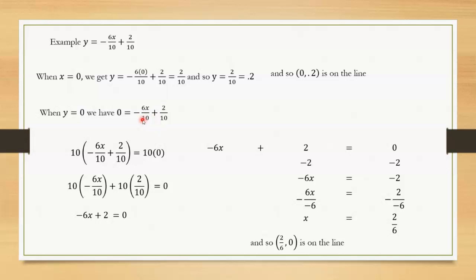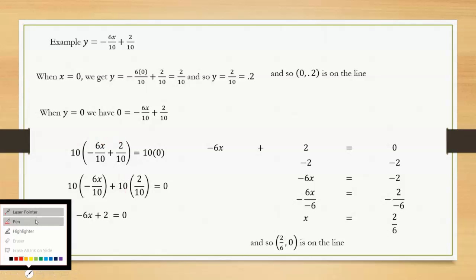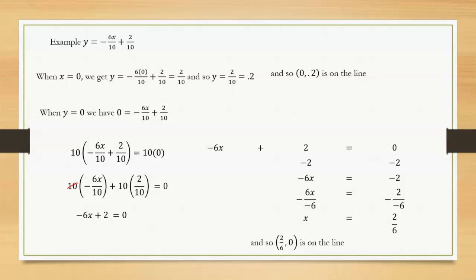So from here, what I did was I brought this to the left side. I interchanged both sides. That's all I did. I multiply both sides by 10. Doing so, what happens? I distribute as down here. Then the 10s cancel. Same thing over here. As you can see, the 10s cancel. We're left with minus 6 times x plus 2 equals 0.